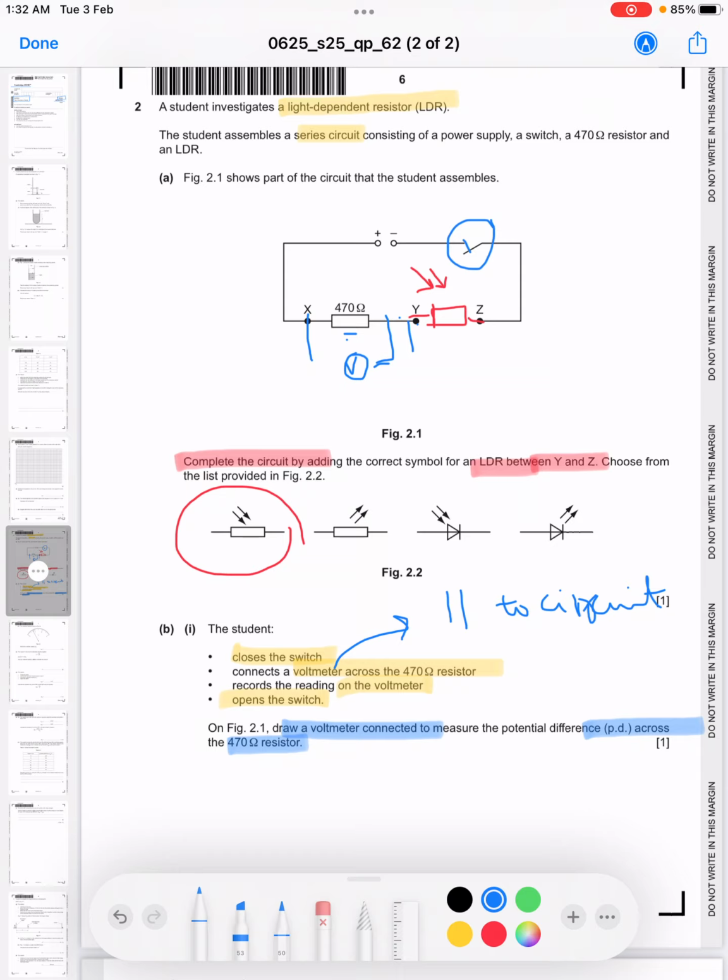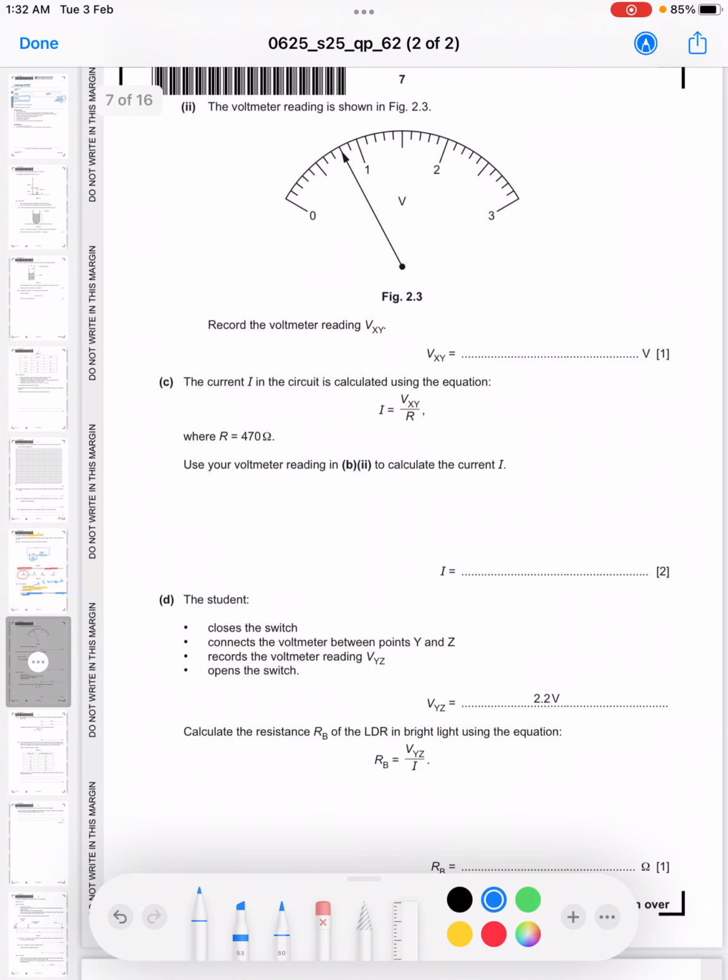I think I should clean first and then I will draw it. Okay, so for this one we have a voltmeter V and it is connected in parallel. Now move to the next part.